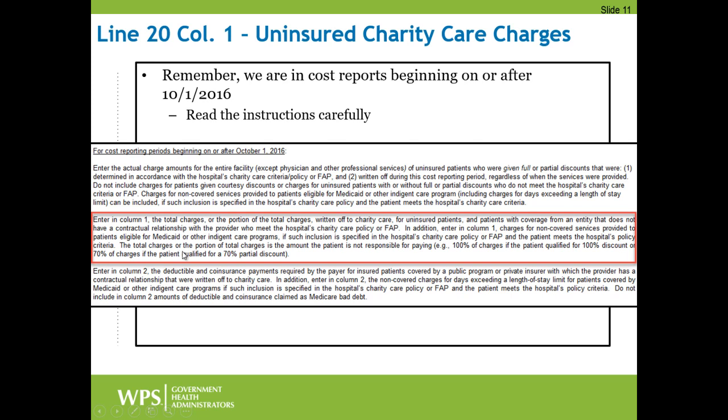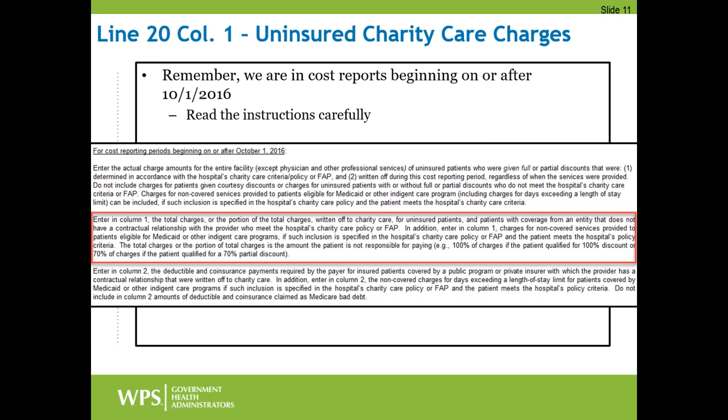And again, there's another reminder. The total charges or the portion of total charges is the amount the patient is not responsible for paying. If they get written off to 100% charity care, then it would be 100% of the charges. But if they only had a 70% approval, like I said earlier, then it's just going to be 70% of those charges reported in column 1.